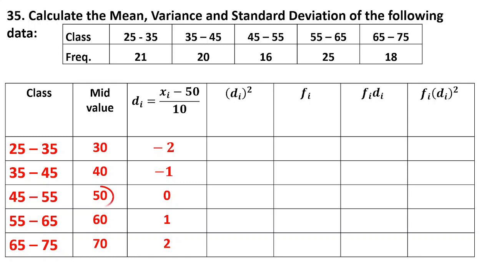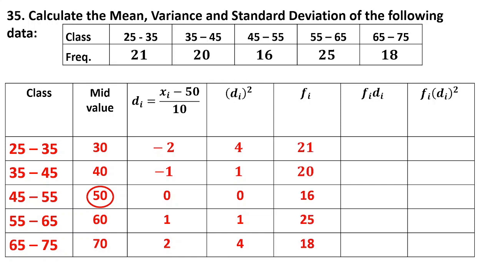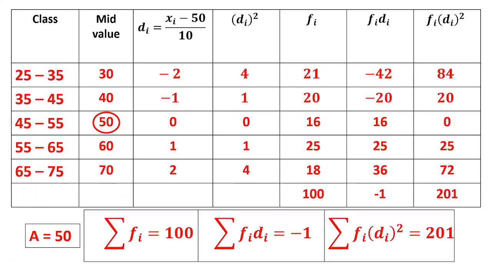Immediately, I will find di square. It is 4, 1, 0, 1, 4. Let me write fi first. Then let me find fi di, and let me find fi di square. And I add fi, fi di and fi di square. I am putting those values at the bottom now.